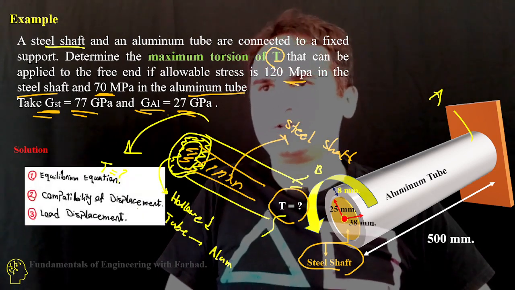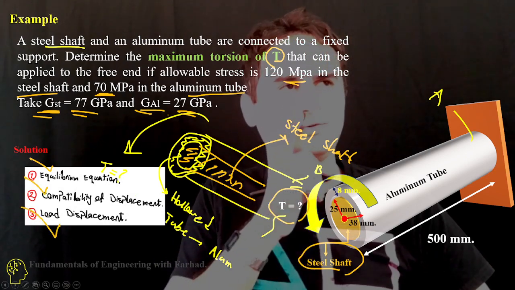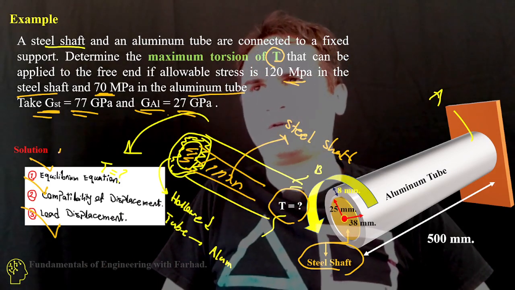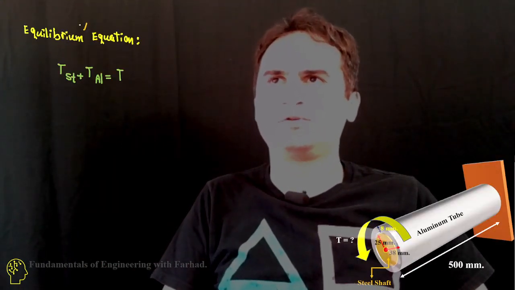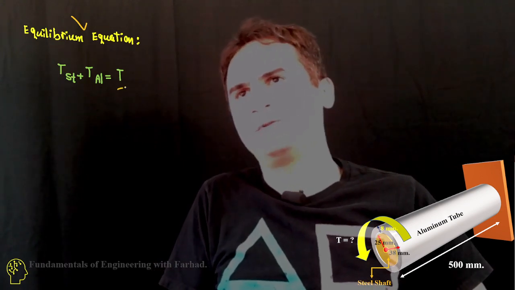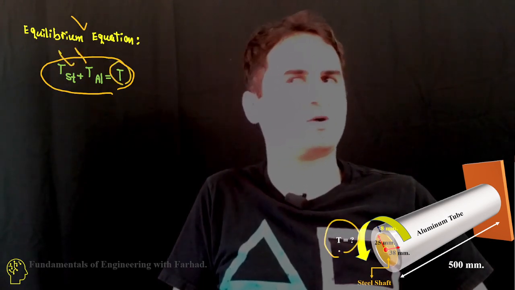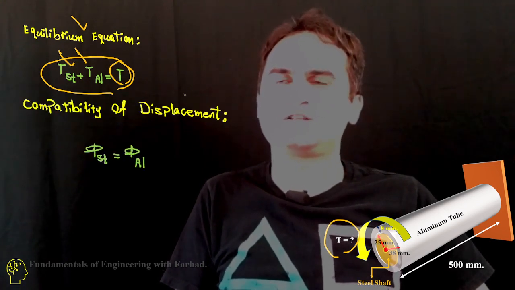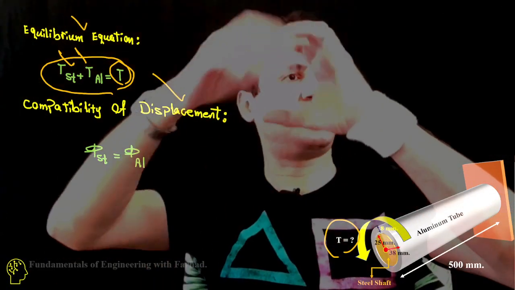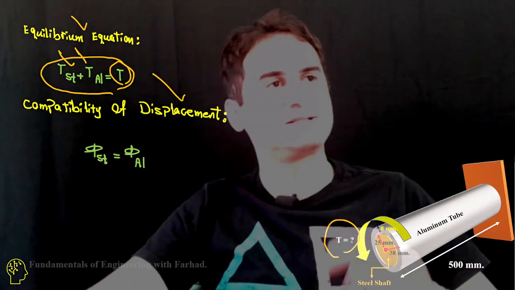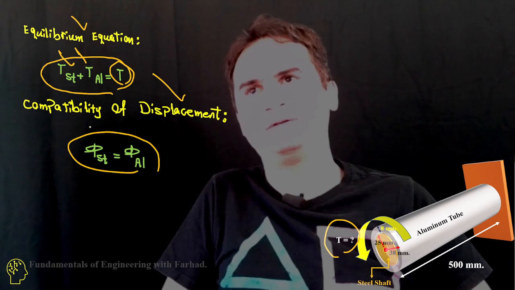Let's start our solution. We need to use the equilibrium equation, compatibility of displacement, and load displacement to go through all these steps, because this is a statically indeterminate structure. First, the equilibrium equation gives us that the summation of torsional torque in each part should be equal to the total torsional torque T. Compatibility of displacement says that since they are embedded inside each other, there is no way they can move separately, so they must have the same rotation. That's compatibility of displacement.